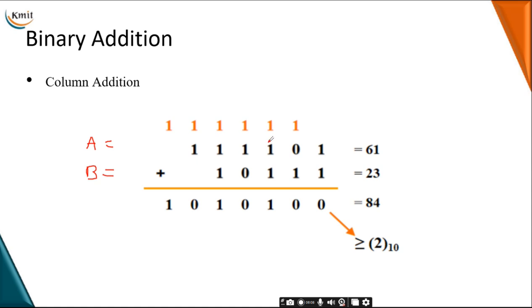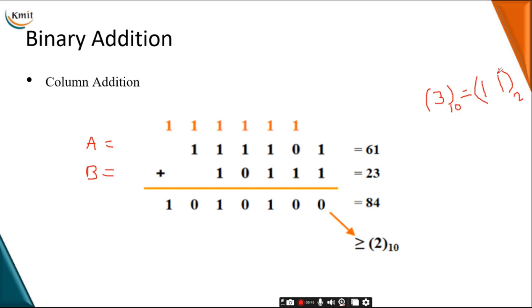Now here we have 3 ones. In order to add 3 ones, if I add 3 ones, the decimal equivalent becomes 3, and the binary equivalent of 3 is 1, 1. As we discussed, 1 plus 1 is 1, 0, which is equal to 2. Here we have 1 plus 1 plus 1, 3 ones, so the actual value in decimal is 3, and the binary equivalent is 1, 1.